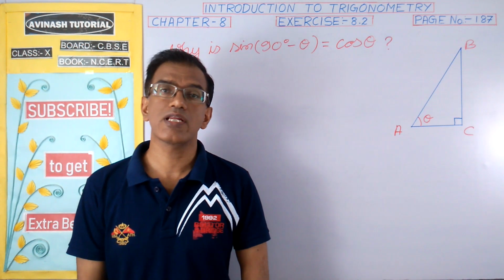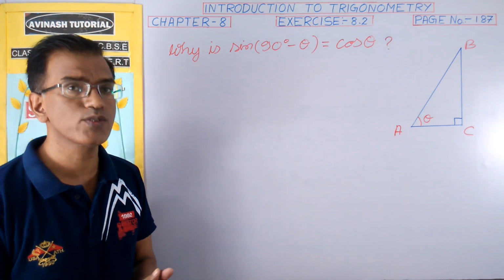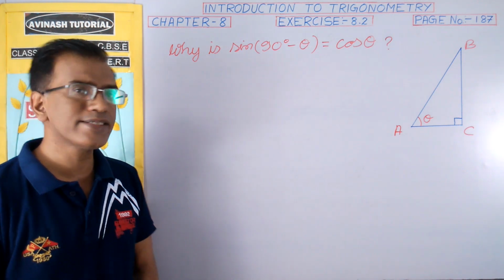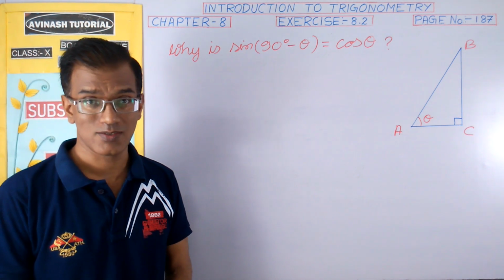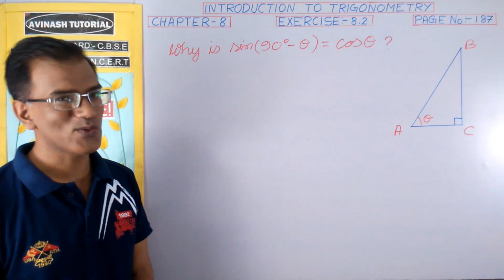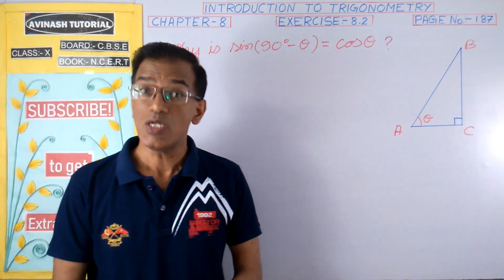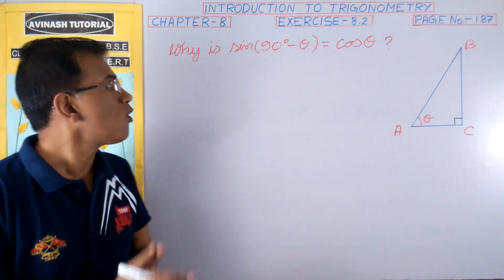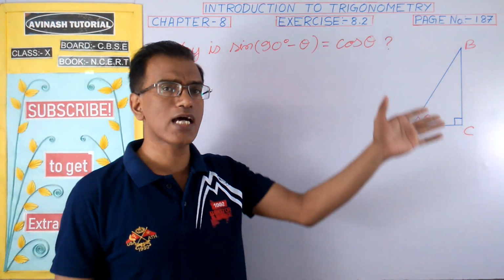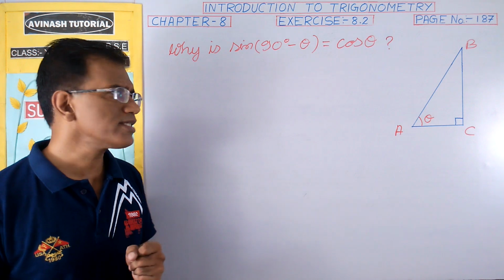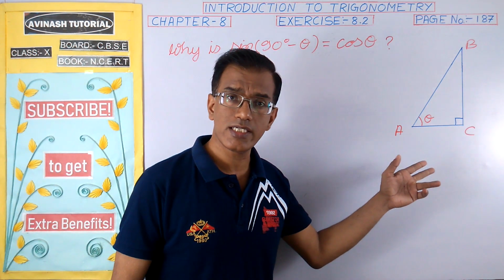Hi everyone, I am Avinash here and today we are going to know why sine 90 minus theta is cos theta. Some of you will say that no, it is a formula, but we should actually know why sine 90 minus theta is cos theta. In order to explain this, I have drawn a triangle as you can see here.